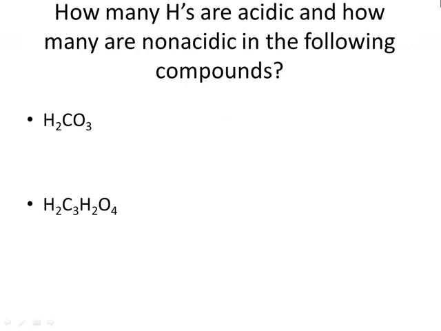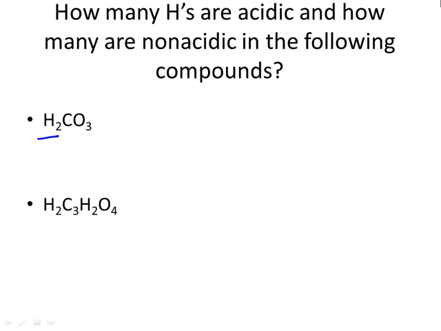How many hydrogens are acidic and how many are non-acidic in the following compounds? To analyze this, we want to look at where the hydrogen is located. So hydrogens listed at the front of the formula are acidic, and those listed in other places in the formula are not. So when we look at H2CO3, we see there are 2 hydrogens listed in the front of the formula, and so we would say there are 2 acidic hydrogens and no non-acidic hydrogens.